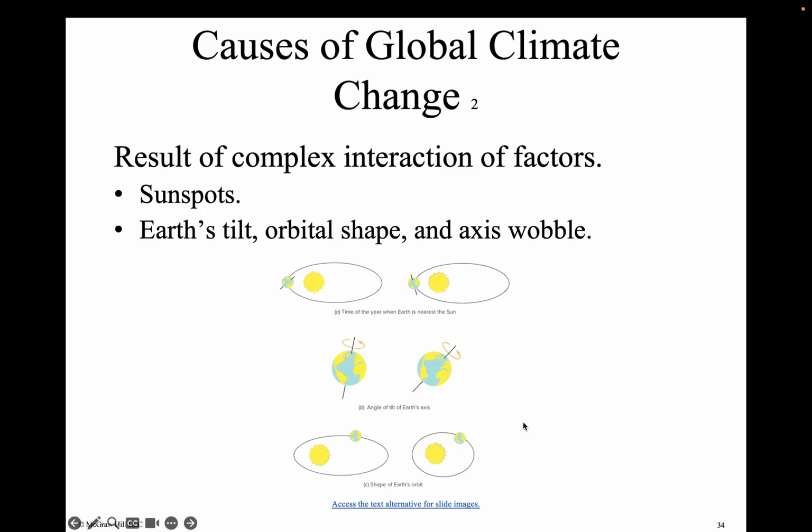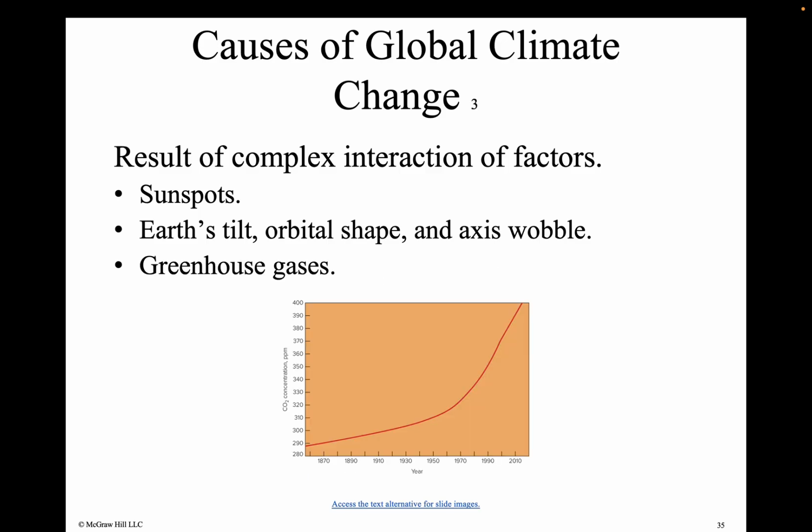And that, again, changes how we are positioned in relation to the sun, therefore changes the amount of energy that reaches the Earth. The other factor is the presence of the greenhouse gases. I said that the greenhouse gases are important for warming up the Earth, right?